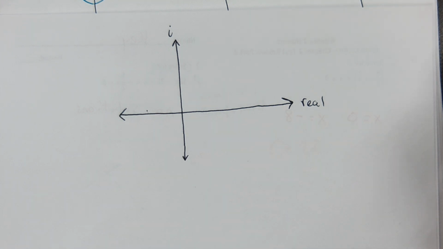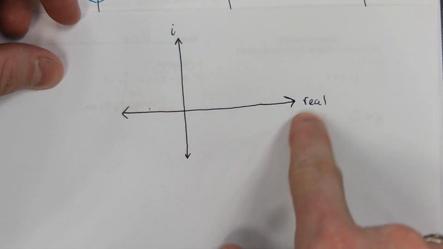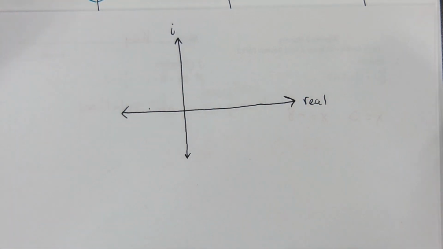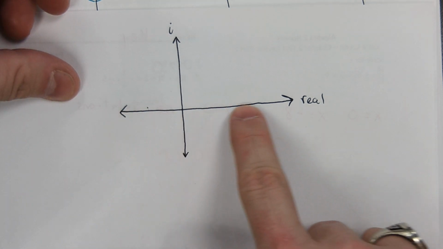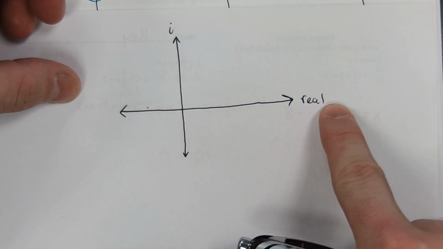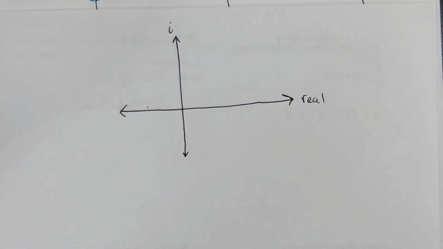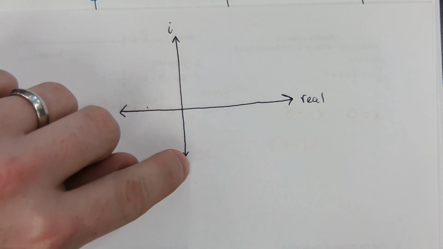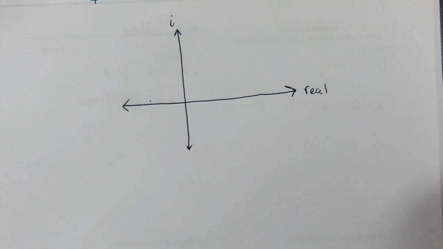From geometry, how many dimensions does a line have? 1 dimension. This is a 2-dimensional space. It has a left-right component and an up-down component. So all real numbers are 1-dimensional numbers because they can be found on this 1-dimensional line. All imaginary numbers are 1-dimensional numbers because they can be found on this 1-dimensional line. Complex numbers are 2-dimensional numbers.